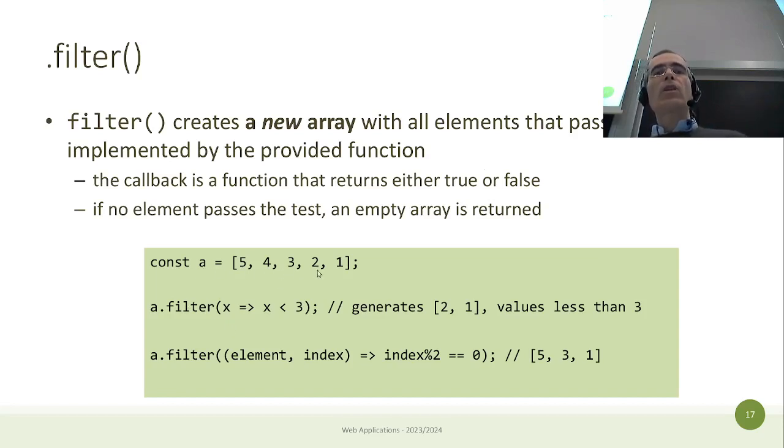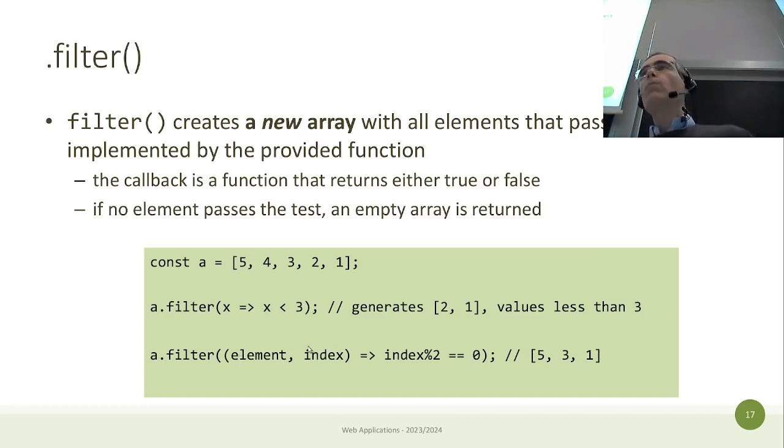So 5, 4, 3, 2, 1, filter x less than 3, so we'll end up with 2 and 1, because we put less than. If we say less than or equal, we will have 3, 2, 1, and so on. We want to filter on the position of the elements in the array. We can do that, okay?